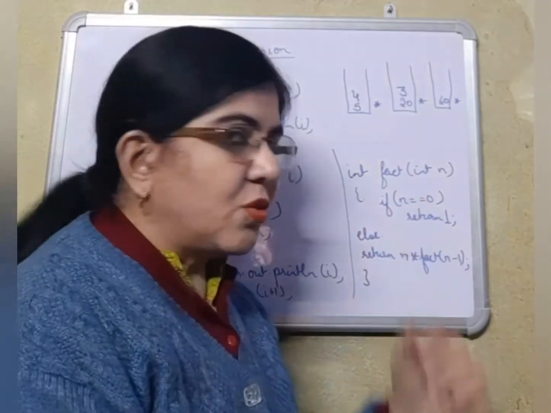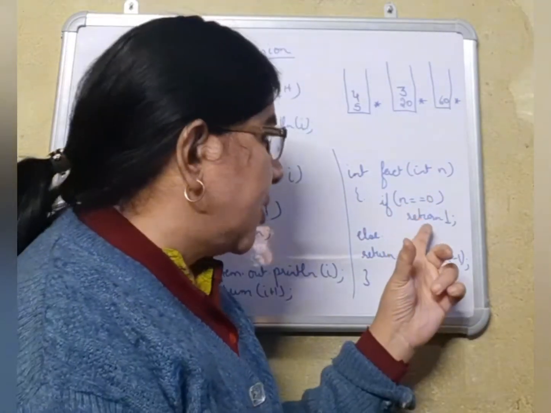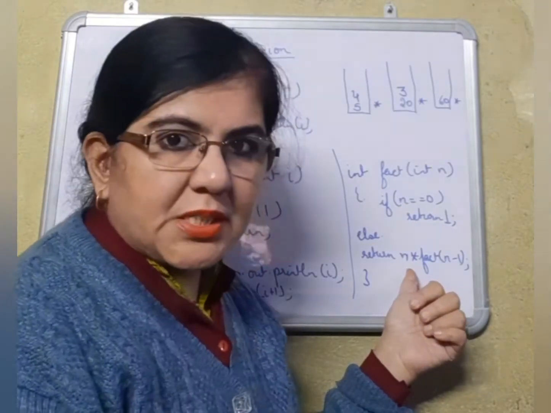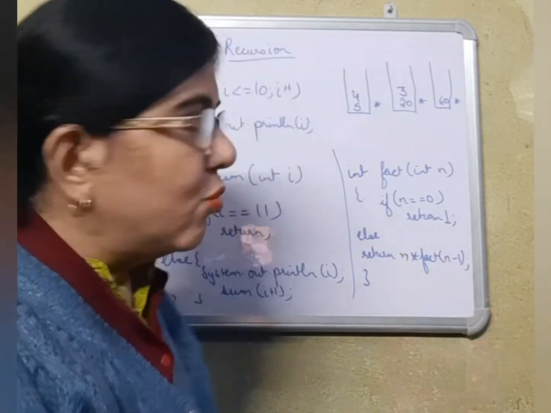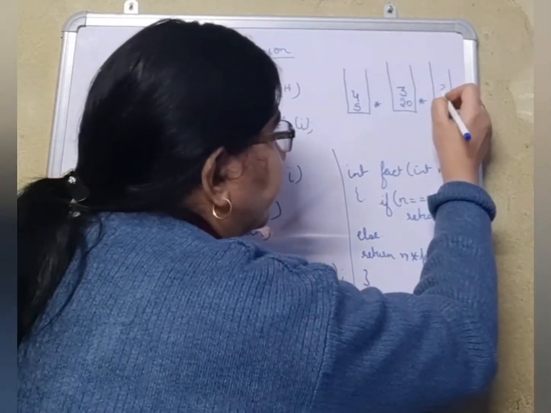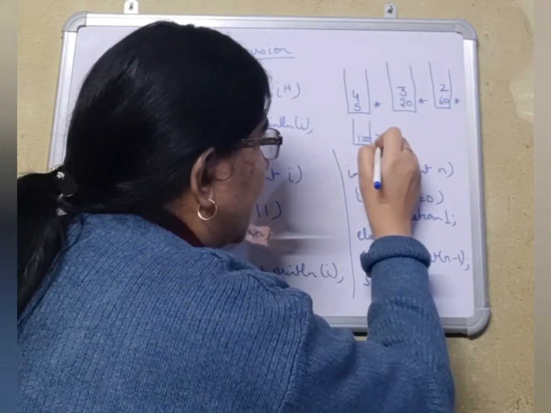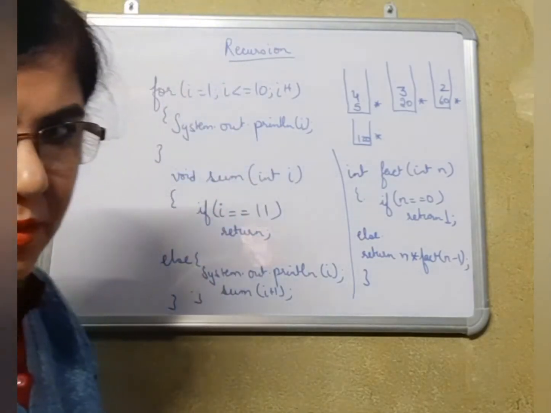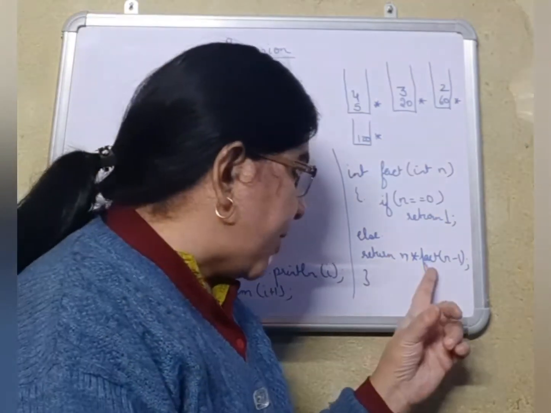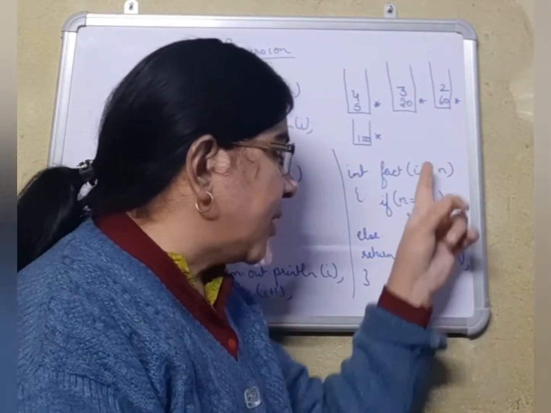2 is equal to 0 is a false condition. It will not return 1. It will come to the recursive case again, n into. That means 60 into 2. 120 will be there in the memory waiting for the next operand. Then after that, fact will call itself by sending 2 minus 1, 1.